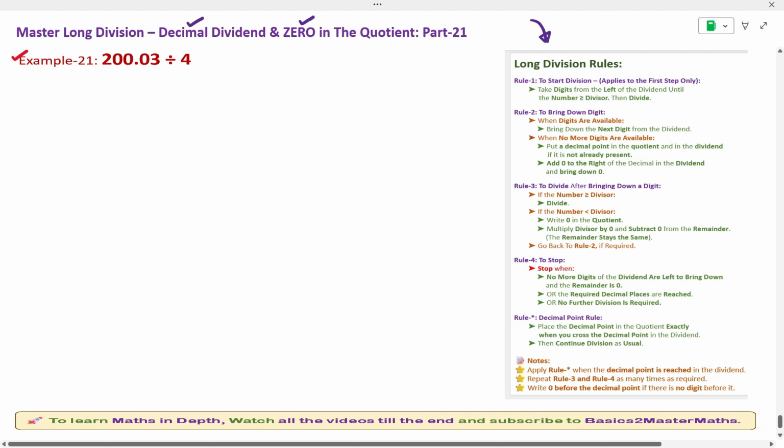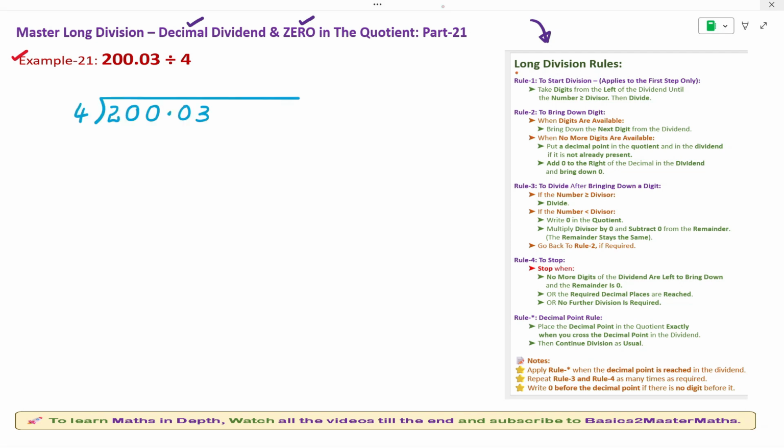200.03 divided by 4. Let us apply rule 1. Take the digits from the left of the dividend until the number is greater than or equal to the divisor. Then divide.